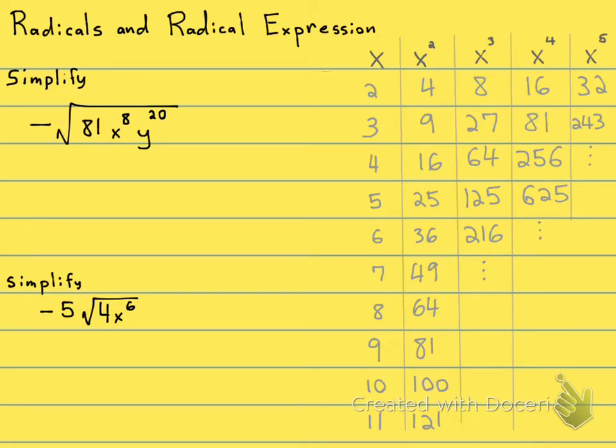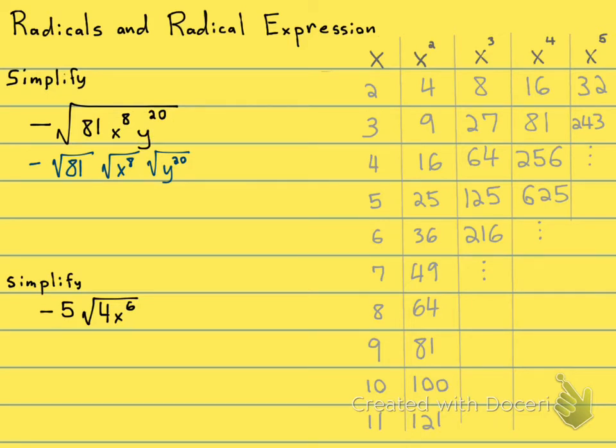So the example on the top, we have negative square root of 81x to the 8th y to the 20th. And I'm going to split it up. Square root of 81, square root of x to the 8th, square root of y to the 20th. And we can only do that if there are no pluses or minuses in here. These are multiplied.